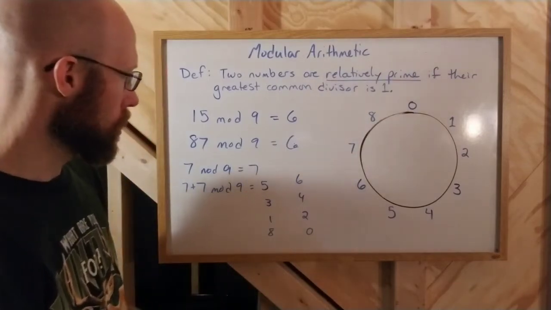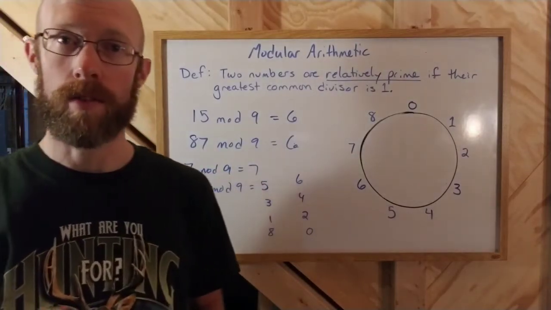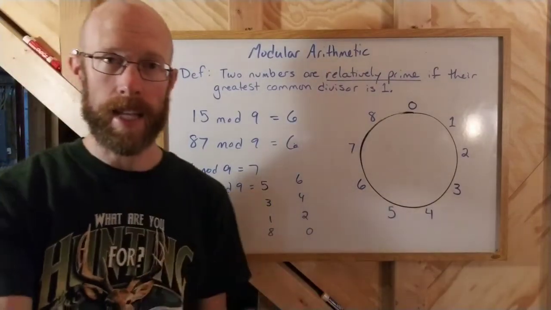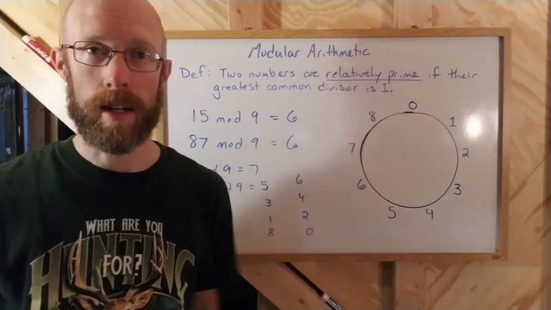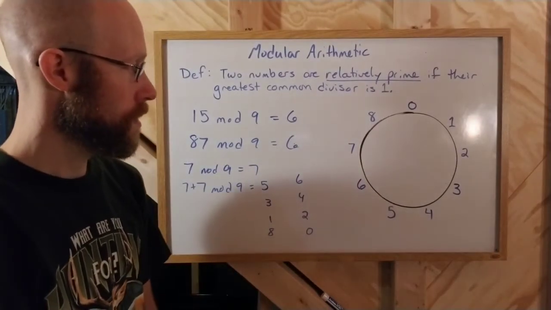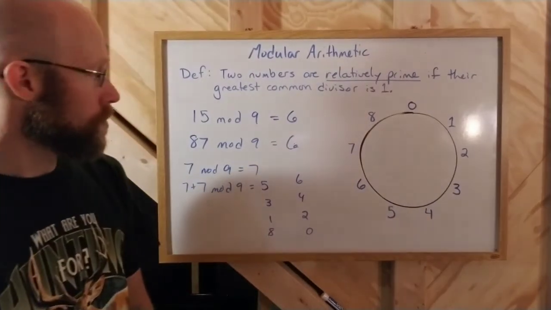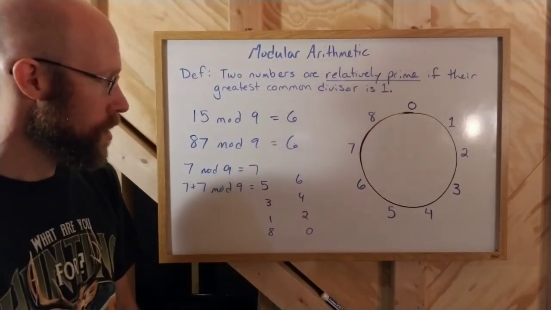Because 7 and 9, again, are relatively prime, they only share a factor of 1. When you repeatedly add that 7 in, you'll get everything on the clock eventually. All right. So just some kind of cool ideas.